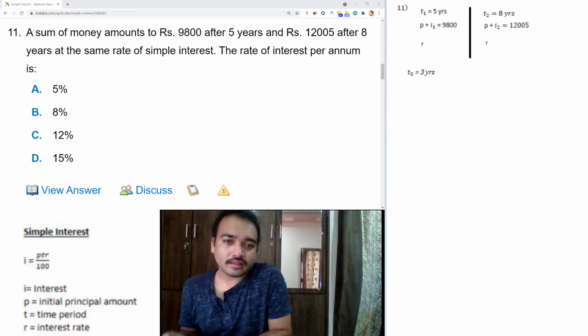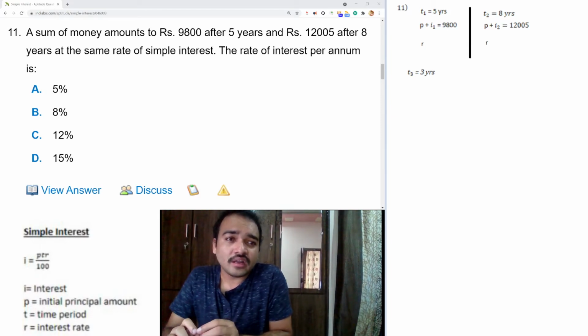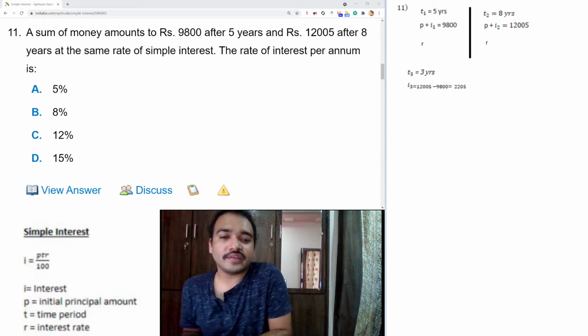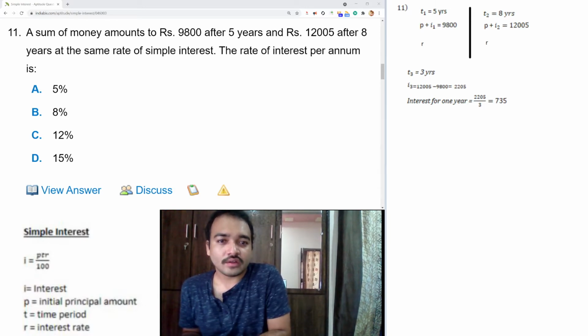and then for these 3 years the interest will be 12,005 rupees minus 9,800, which means 2,205 rupees. This is for 3 years. For 1 year, 2,205 by 3, which equals 735. This is for 1 year. From this we can find I1. I1 is for 5 years. For 1 year 735, for 5 years 5 into 735, which is equal to 3,675.